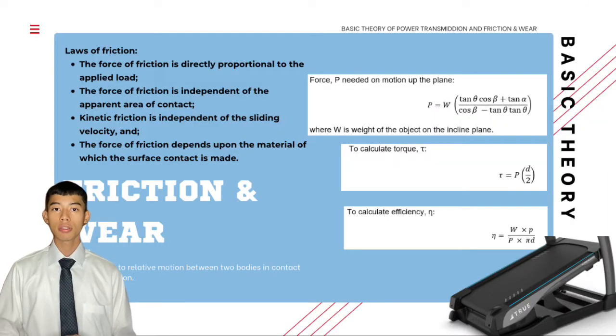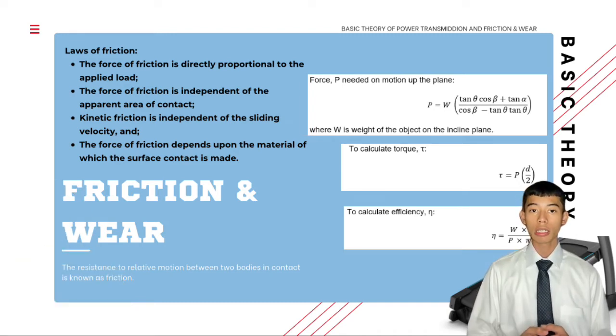Friction is the resistance to relative motion between two bodies in contact. Basically, the situation of running on an inclined treadmill is related to motion up the plane. Basic parameters needed in the calculation to determine the friction motion up the plane include force, torque, and efficiency. These are the formulas that are used to calculate and analyze every problem related to the principle of friction.